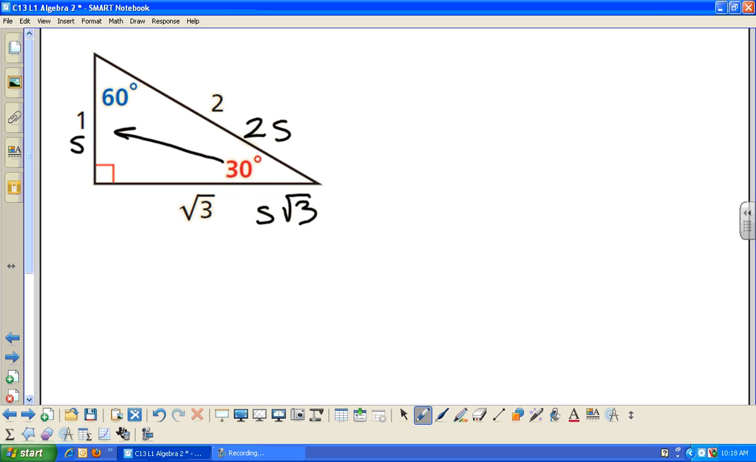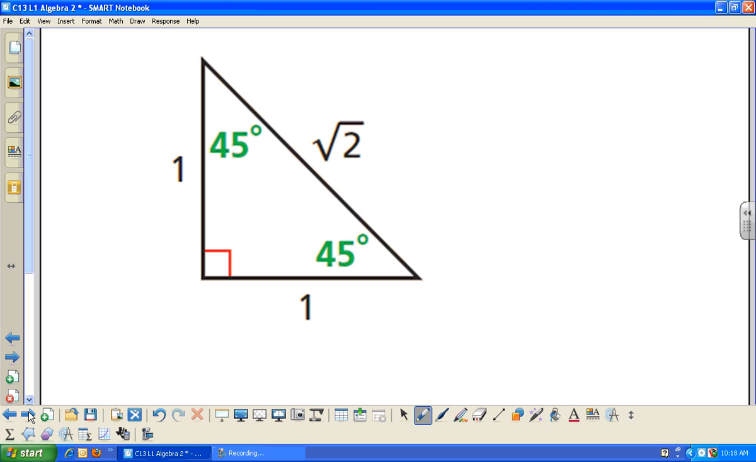My other special triangle that I have is a 45, 45, 90. This is where my two legs of my triangle are both labeled A, and the side length, the hypotenuse across from the 90, is A square root 2.